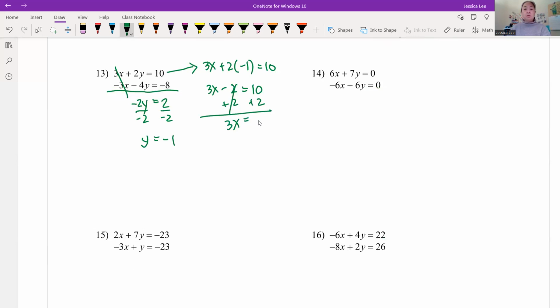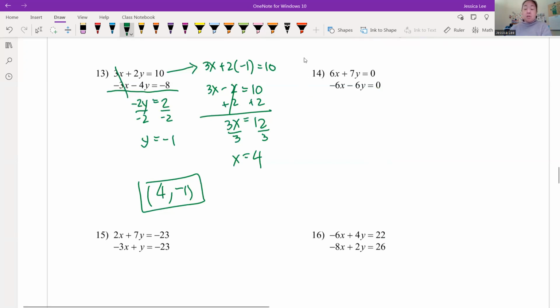We got 3x is equal to 12 divided by 3. X is equal to 4. So 4, negative 1. You see how a little bit shorter that is? This is probably why a lot more people like elimination as opposed to substitution, although there are definitely people who really enjoy substitution. Either way is fine. Okay, here we're going to try 14.